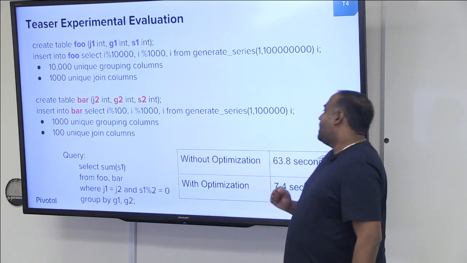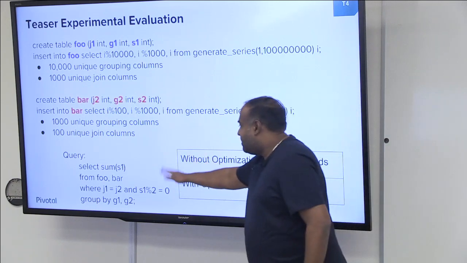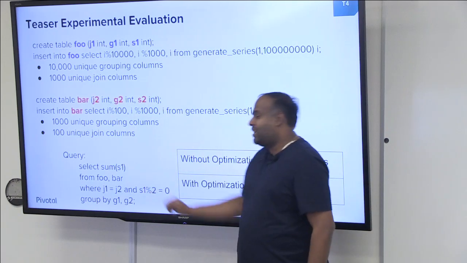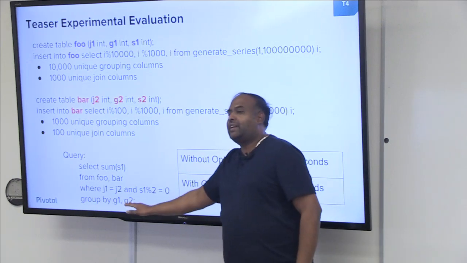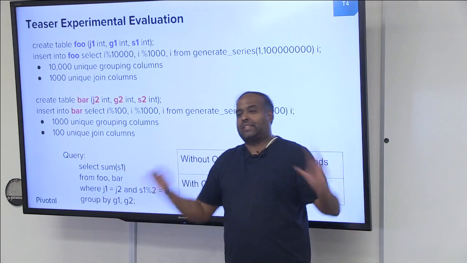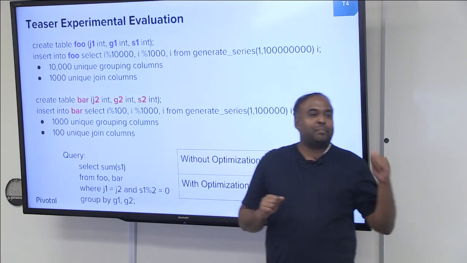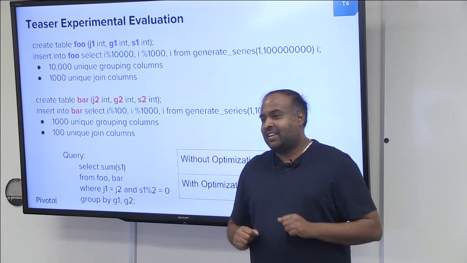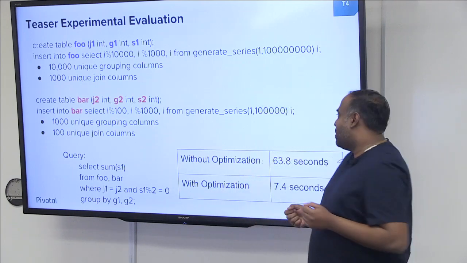Then I have this query where I have some join condition, then I have a select condition, and I have a grouping condition on columns from both sides. In the previous example, the grouping was only on one side, but here the grouping is on both sides. Just to make it a little bit more interesting.